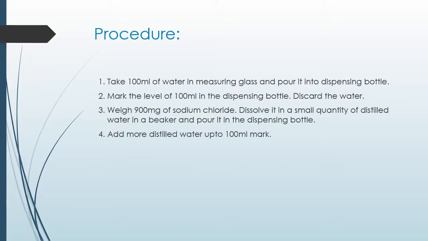Now here are the steps of procedure for making normal saline. Step 1. Take 100 ml of water in measuring glass and pour it into dispensing bottle. 2. Mark the level of 100 ml in the dispensing bottle. Discard the water. Step 3. Weigh 900 mg of sodium chloride, dissolve it in a small quantity of distilled water in a beaker and pour it in the dispensing bottle. Step 4. Add more distilled water up to 100 ml mark.